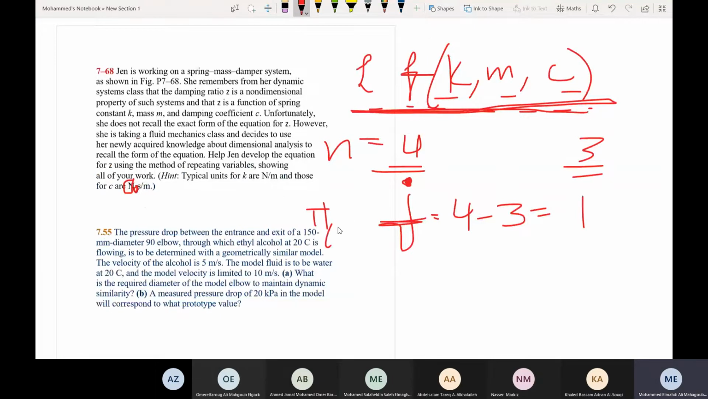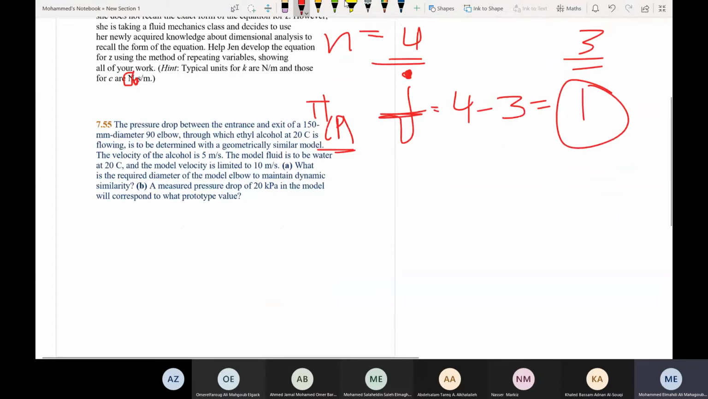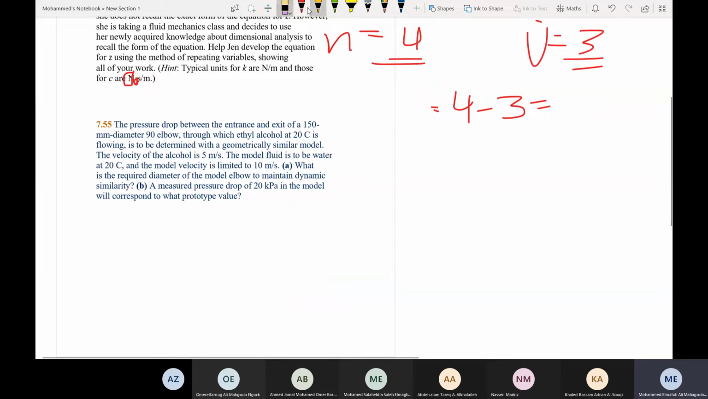That is the number of pis. How many pis do we have? We have only one pi, which is the damping ratio. Sorry, I said something wrong here. J will be this one: J is the number of dimensionless parameters, but this is the number of pis. One pi only.